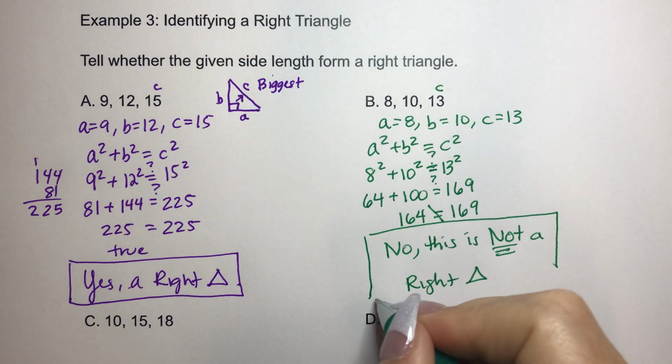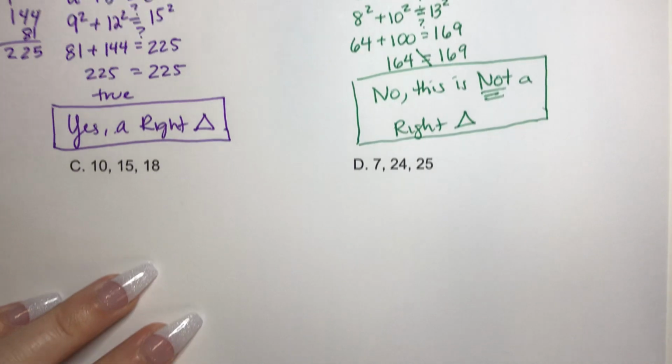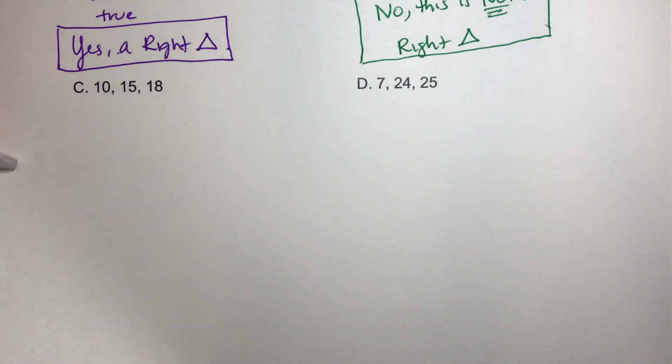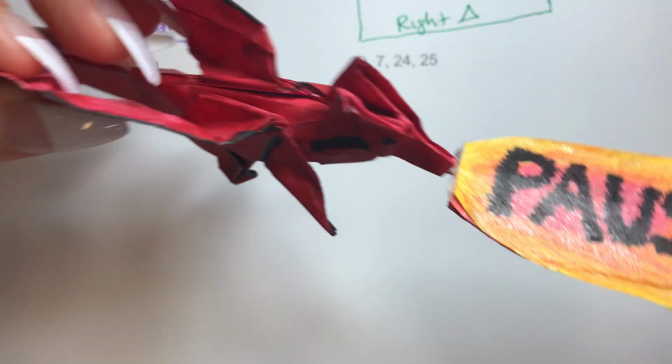So boom, there you have it. Okay, now it is your turn. I want you to go ahead and try C and D and determine if these side lengths are a right triangle or not. Okay, so here's my friend, the pause dragon, coming in to remind you to pause your device.